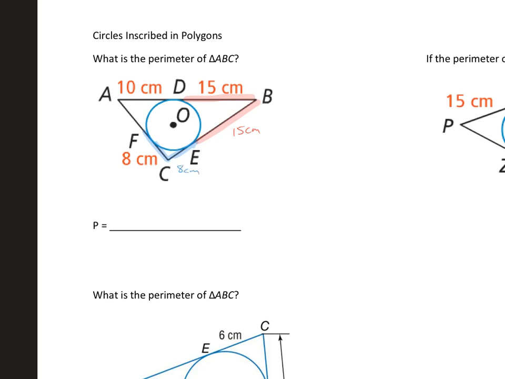And then I look down here and I see that AF and AD are the same. So they are 10 apiece there. So now, to make my life easier, I know that AB is equal to 25, BC is equal to 23, and AC equals 18. I'm just adding those segments up. To find the perimeter of triangle ABC, you take 25 plus 23 plus 18, that is equal to 66 centimeters.